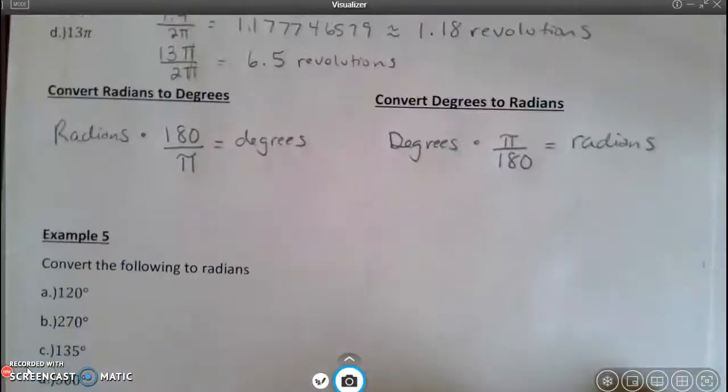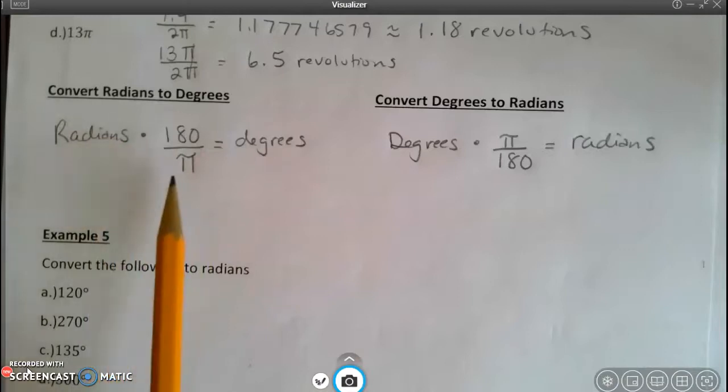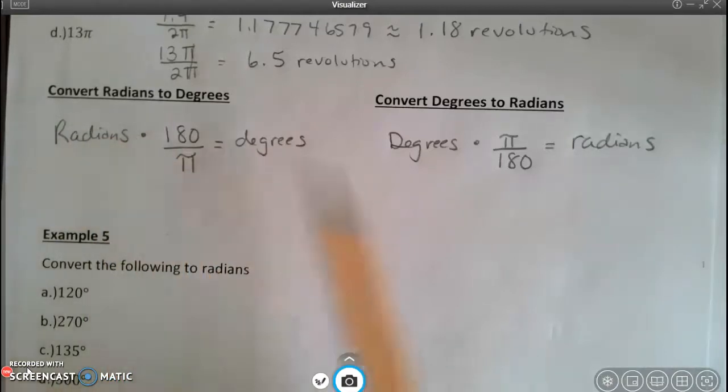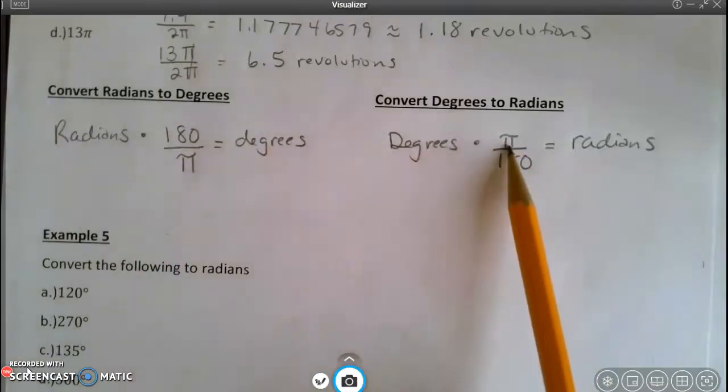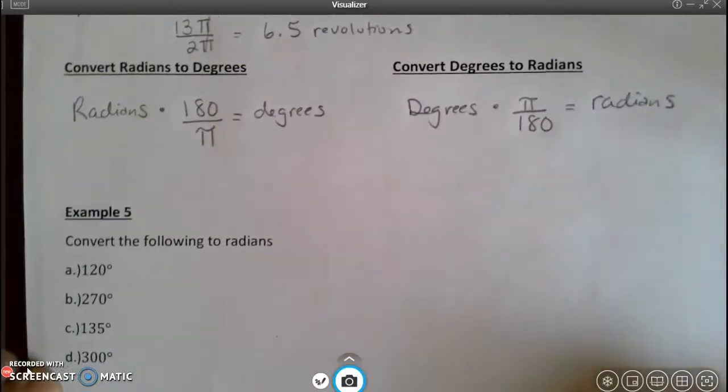The way I remember which one to multiply by, I remember in going from radians to degrees, we're trying to get the radians or the pi out of the answer, so we're dividing. And going from degrees to radians, we're putting the pi into the answer, so that pi is in the numerator. That's how I remember it. I don't know if that helps, but that's what I do to remember. So let's go through each one of these. Convert the following to radians.